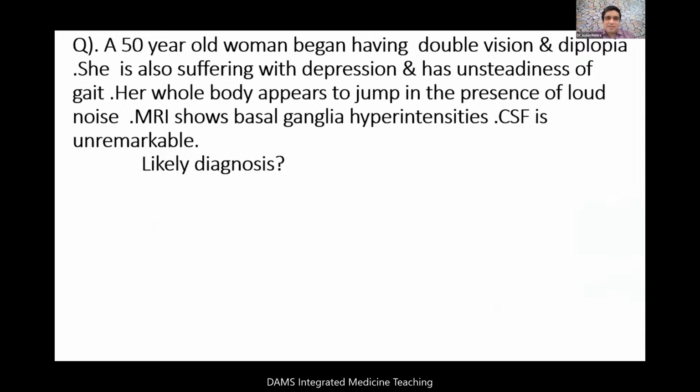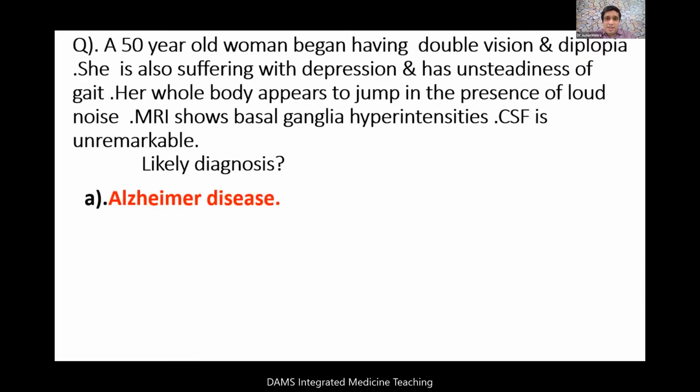The question reads like this: a 50-year-old woman began having double vision, diplopia. She is also suffering with depression and an unsteadiness of her gait. Her body appears to jump in presence of a loud sound. We happen to see on MRI some basal ganglia hyperintensity in her case, and the CSF is normal or unremarkable. What is your likely diagnosis?